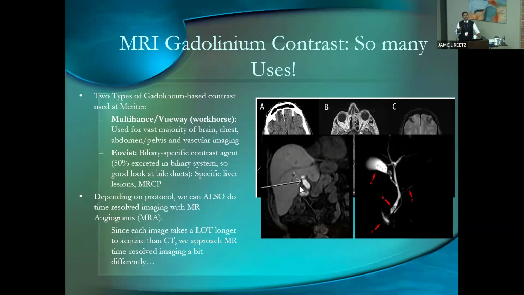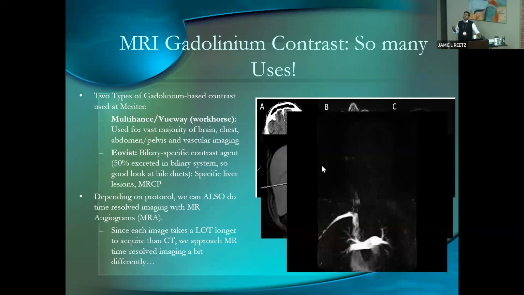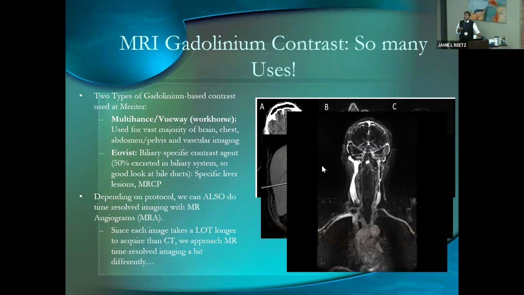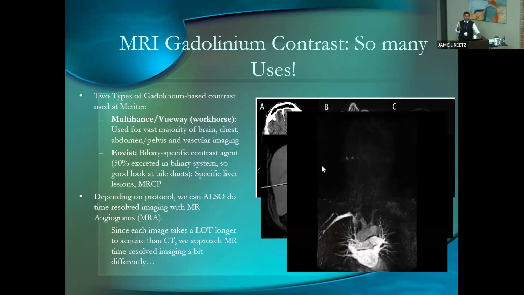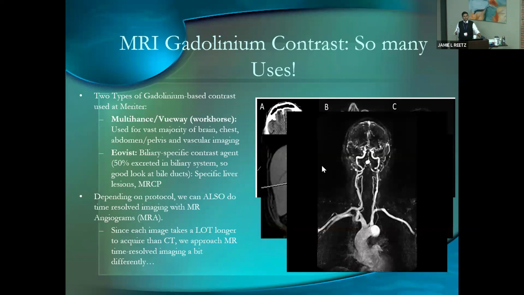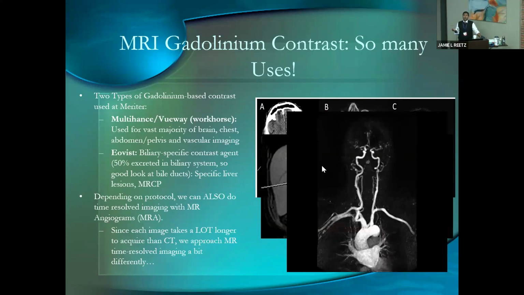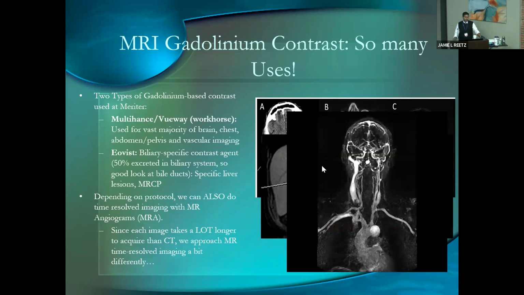And so MRI contrast really does have all these little quirks and things you can do with it. And we can also do MR angiogram. The time-resolved imaging for this is different because it takes a lot longer to acquire MR images than CT images. But we can tell the MRI scan, over a certain period of time, I want you to follow the contrast out, and you can create really nice vascular images. And so the idea here is gadolinium-based MR contrast is awesome.